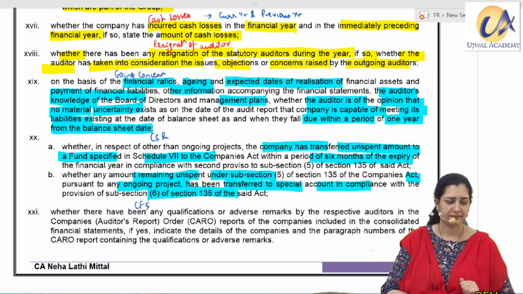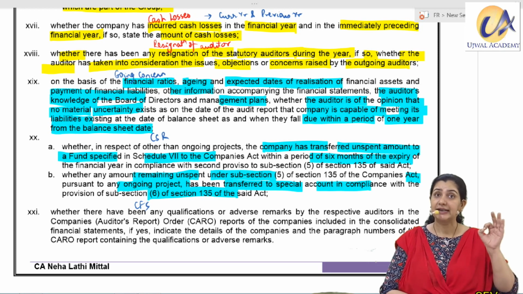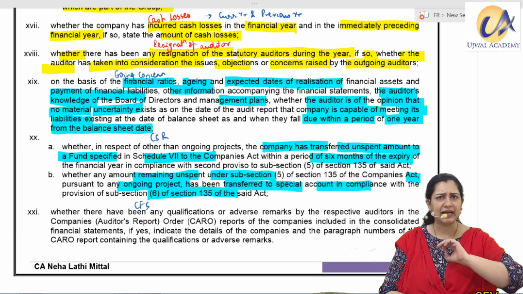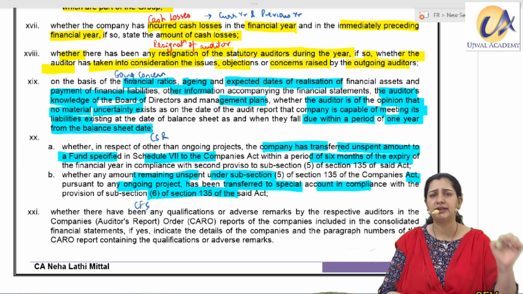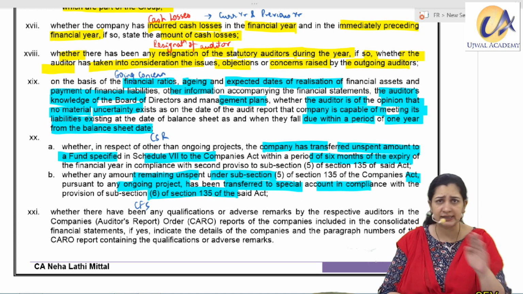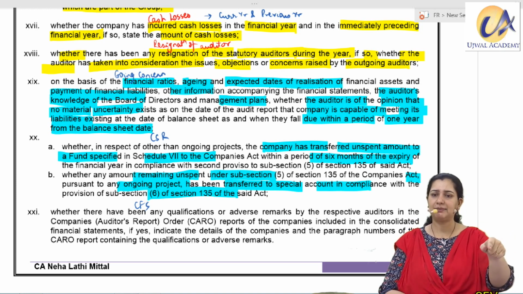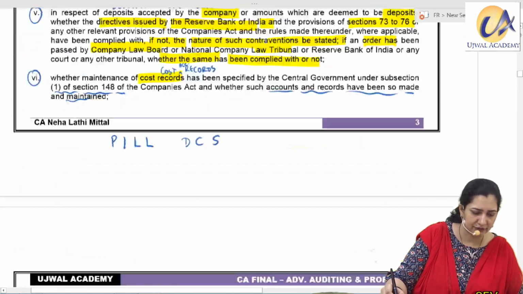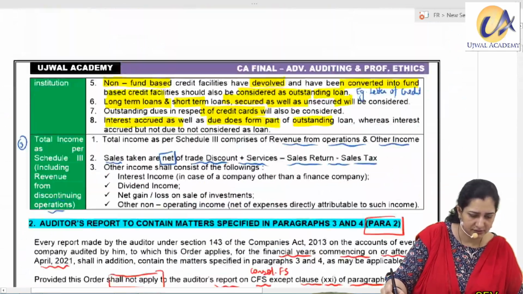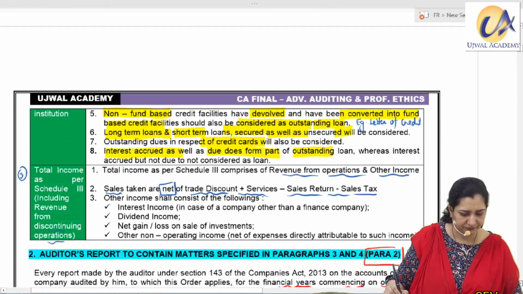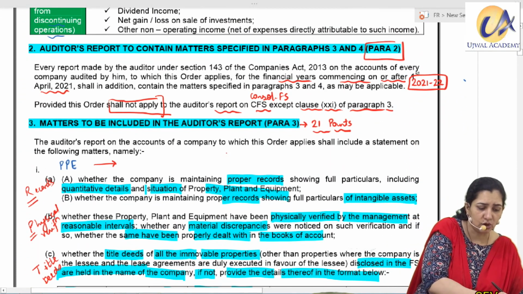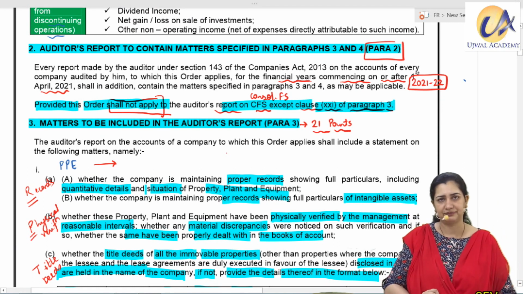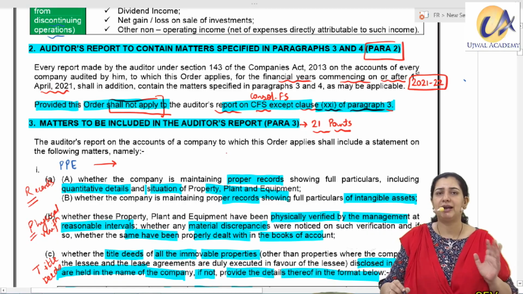CSR point. And last point, CFS point. Why is this point important? Because we said the entire Caro does not apply to consolidated FS reporting. CFS reporting, it doesn't apply, except point number 21. See, in Caro, in this paragraph which we saw, where is it? Here. Paragraph 2. What did we say? This order shall not apply to report on CFS except clause 21. So only clause 21 will apply to audit of CFS.